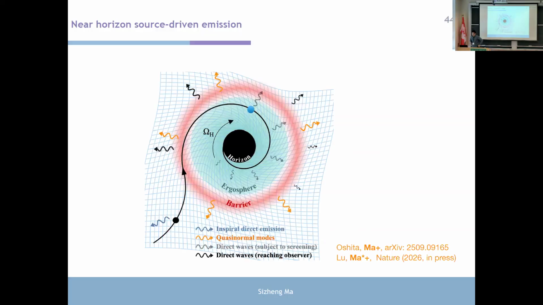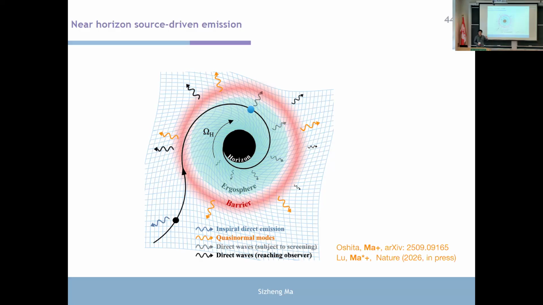So let's imagine we have a small particle gradually falling into a central black hole along this black trajectory. At the early inspiral stage, it triggers gravitational waves directly toward observers. So this regime can be described by the post-Newtonian theory. Once this particle gets close to the photon ring, quasi-normal modes are excited. But this is not the end of the story.